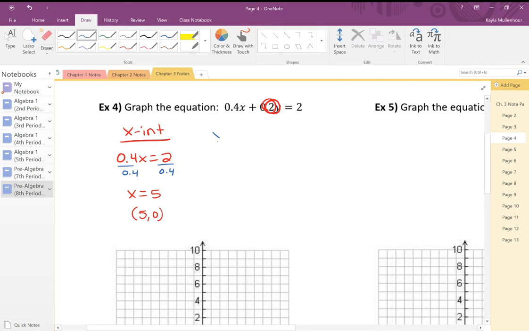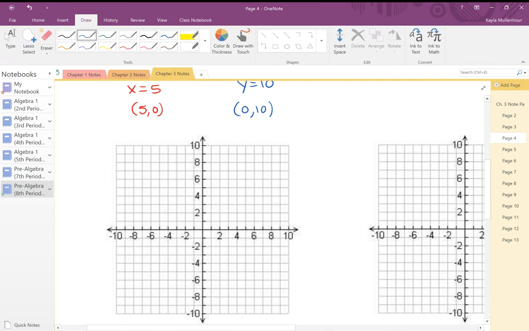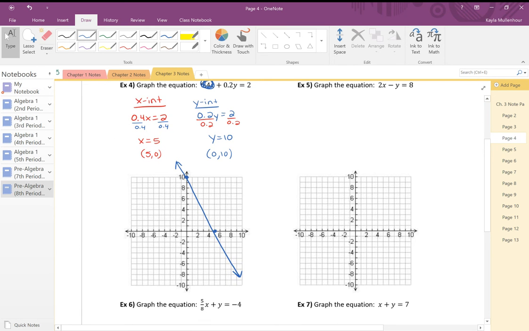To find your y-intercept, you're letting x equal 0. So that term disappears, and you're left with 0.2y equals 2. 2 divided by 0.2 on both sides gives you 10. So your y-intercept is 10. Again, that's the point (0, 10). So when you plot your points, your x-intercept was 5, your y-intercept was 10. Connect them, and there's your line.